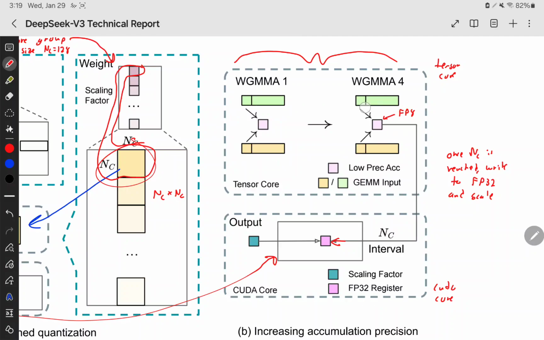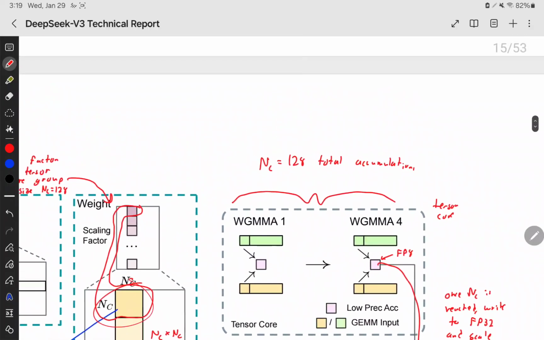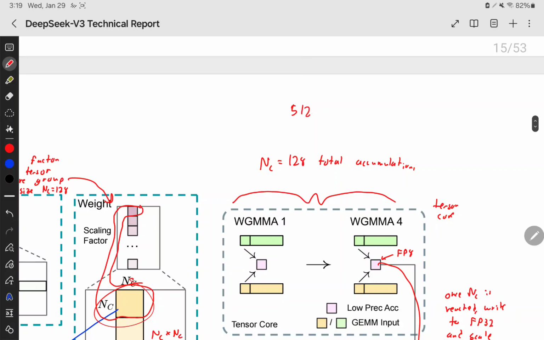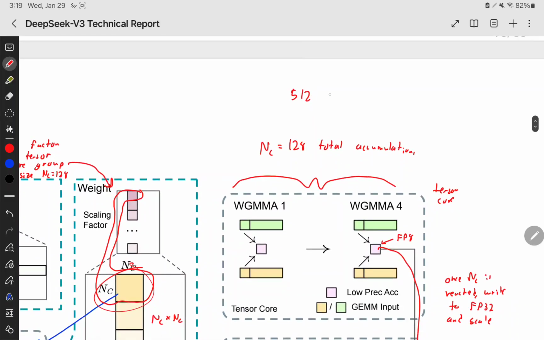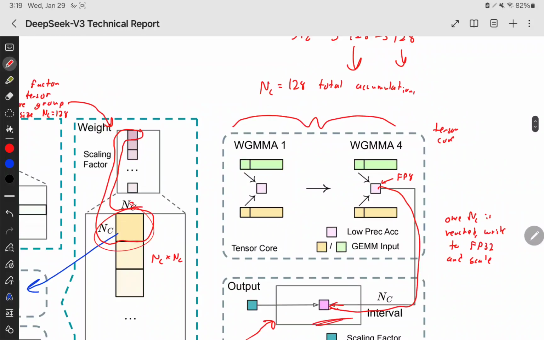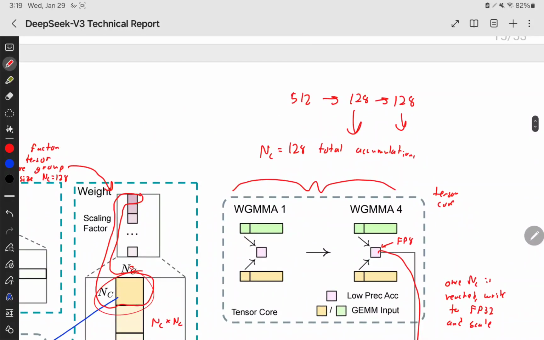So your tensor core is doing your matrix multiplication, but you stop it at an intermediate step to take the output and store it in this memory. So let's say you had a vector of size 512. Then you would do 128. You would sum that. You would do another 128 computations, then sum that, and write that back here to the floating point 32 value. You do it again and again.